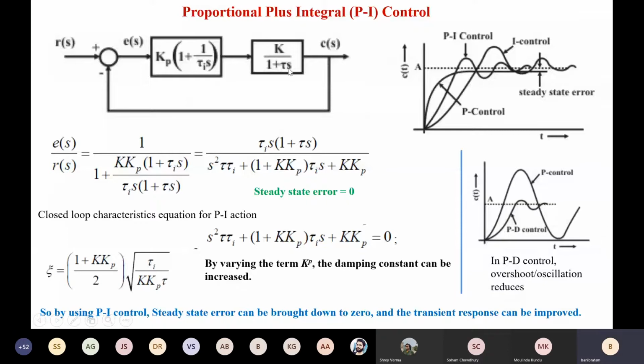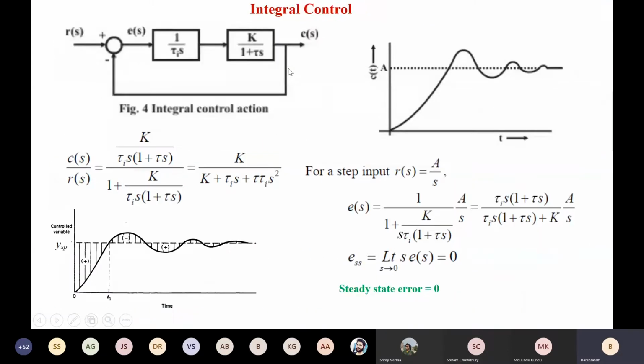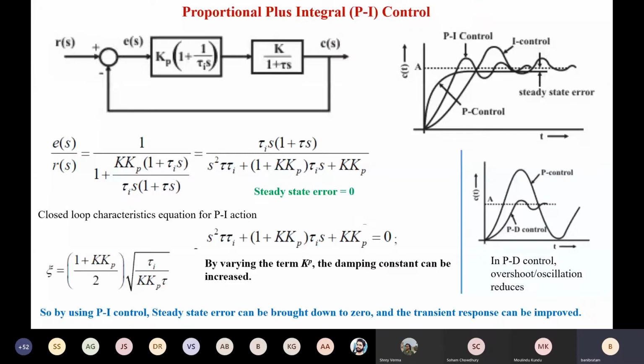Okay. So that is about the integral action. Now, if we combine the P and I together, then what will happen? P and I together means proportional plus integral. So then this controller transfer function will look like this: Kp plus Kp by tau I into S. So the first Kp corresponds to proportional and Kp by tau I S corresponds to the integral. We are doing the addition of these, so that will give you the proportional plus integral control. That is the PI control.